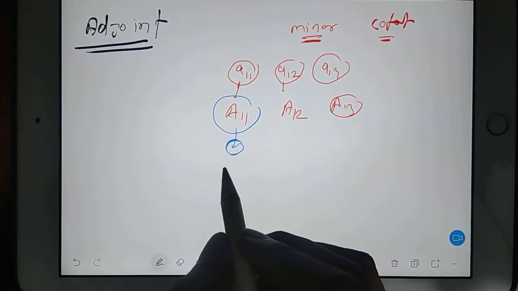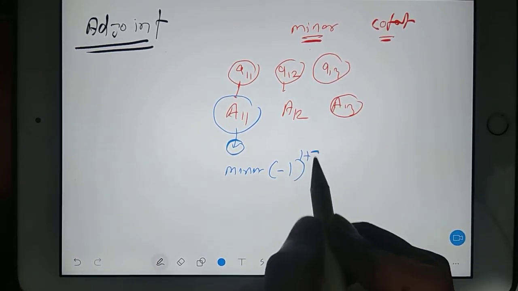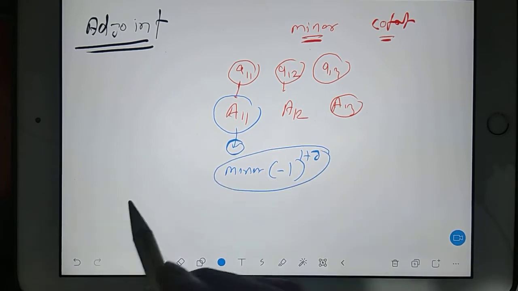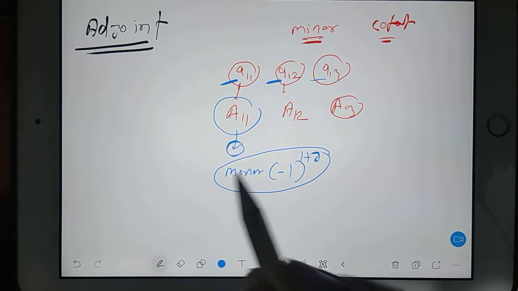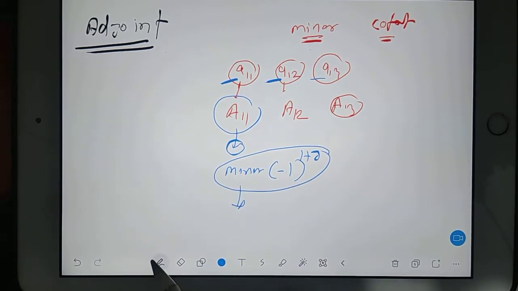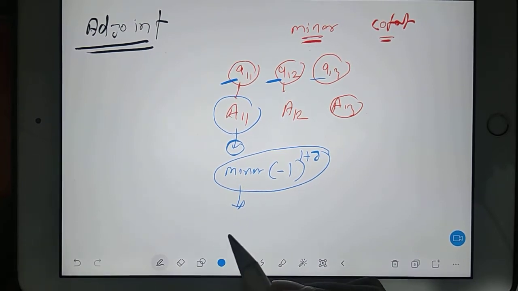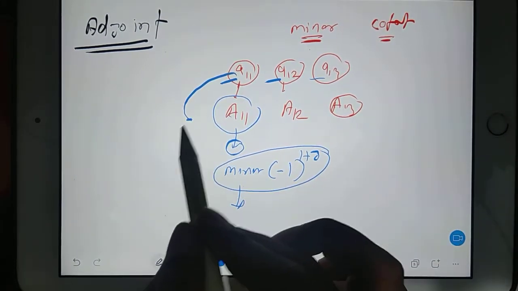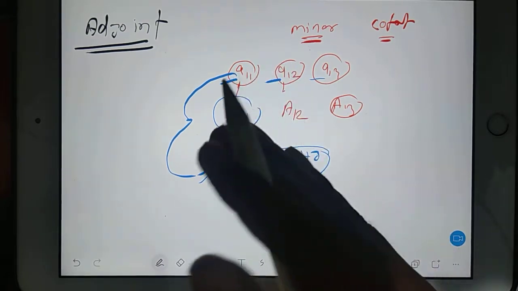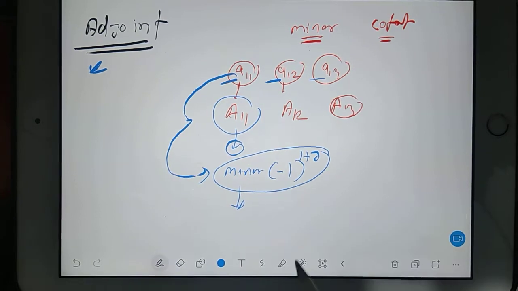To find out cofactors, first you have to find out minor. In that minor, you multiply minus 1 power i plus j. That will be your cofactor. So replace the elements with cofactors. And then you have to do one more job. That job is, you have to find out the transpose of the matrix. It means what? First you replace all the elements with its cofactor, and then you find out the transpose of the matrix. Then the final answer will be your adjoint of the matrix. I will explain how.